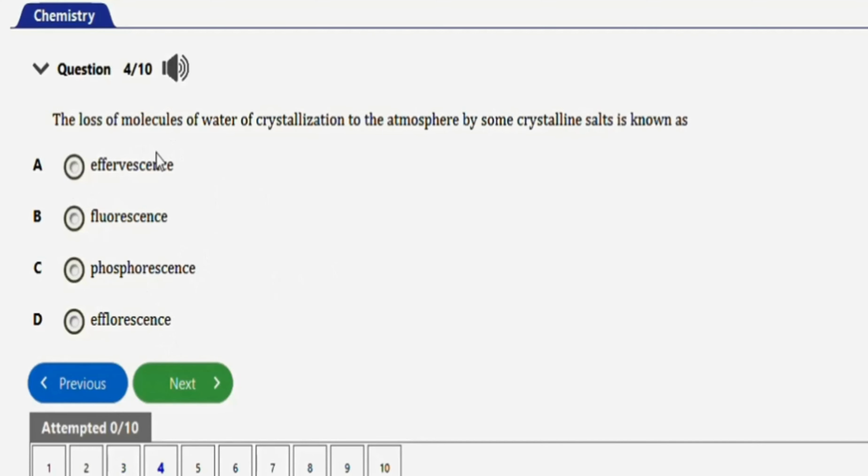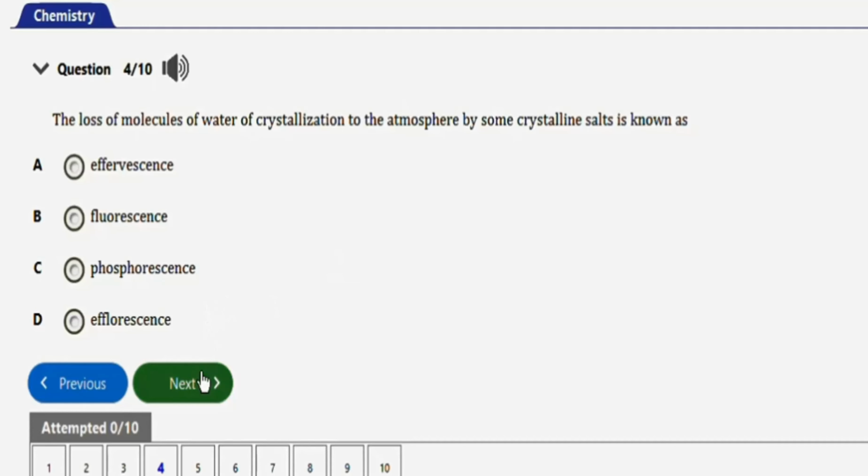The next simple question says the loss of molecules of water of crystallization to the atmosphere by some crystalline salts is known as. So the right option will be option D, which is efflorescence. Efflorescence is the loss of water of crystallization to the atmosphere. Okay, so that is for this question.